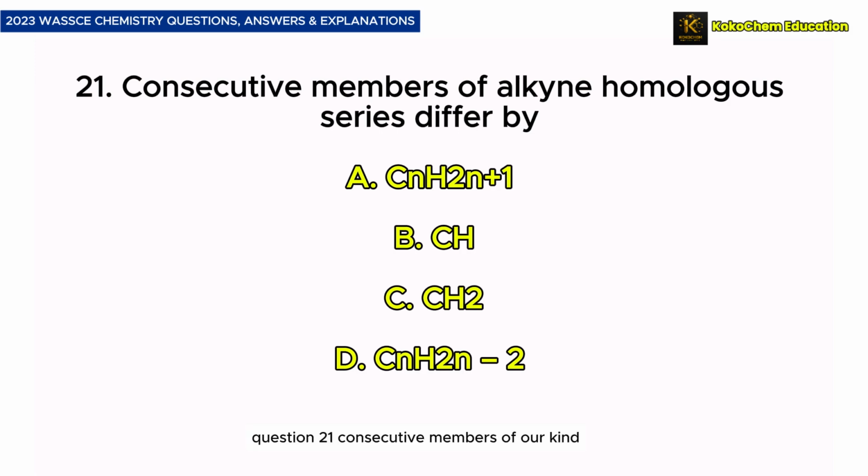Question 21. Consecutive members of alkyne homologous series differ by A. CnH2n plus 1, B. CH, C. CH2, D. CnH2n minus 2.